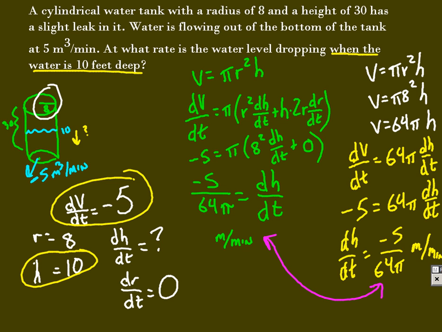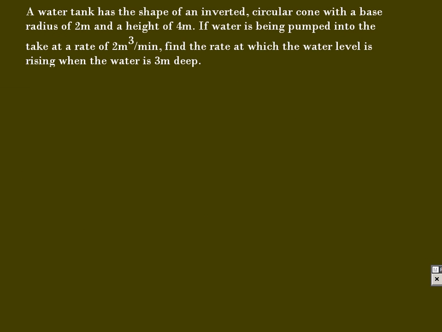Now, let's look at this problem and see if we can shed any light on this one. Now we're looking at an inverted cone. So here's what our cone is going to look like, something like this, with our radius.